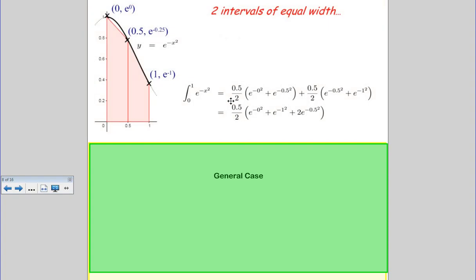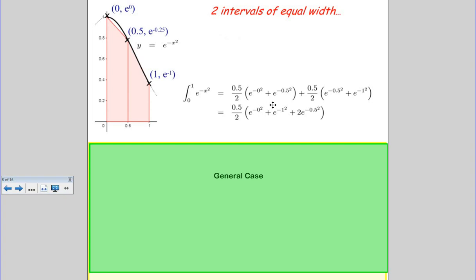See what happens when we have two intervals of equal width. So this time we take our width here, which is 1, and we divide it by 2 to get a single strip width. So each trapezia has got width 0.5. We want to do that width divided by 2. And then we need to multiply by the sum of the parallel sides. So for our first trapezia, that is y0, so e to the naught, plus e to the minus a half squared.